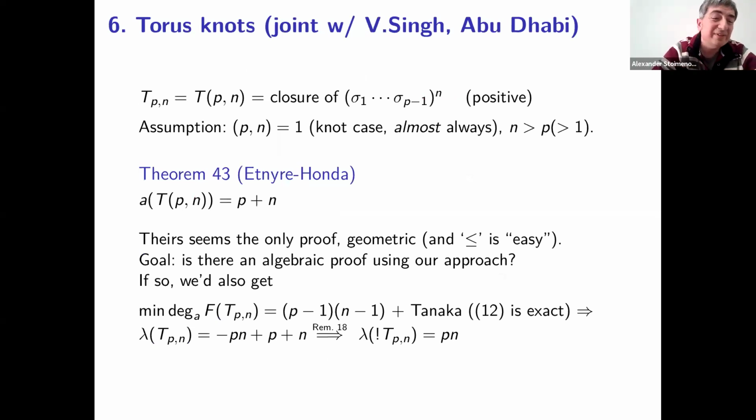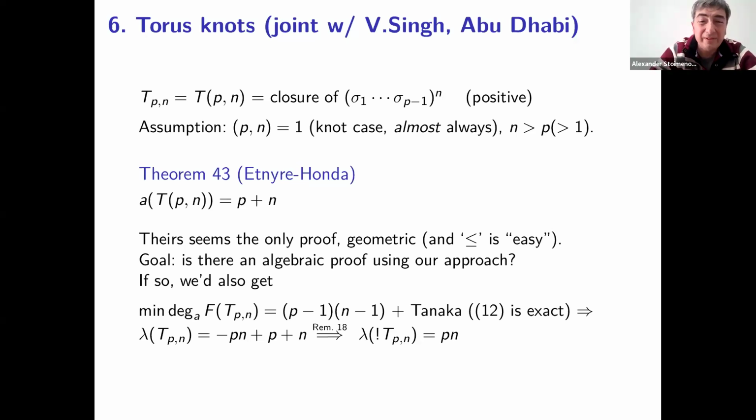It's an interesting special case of our situation. So define T(p,n) to be a torus knot as the closure of (sigma 1 to sigma p minus 1) to the power n, so it is positive, and I assume that n is bigger than p, and mostly assume that p and n are relatively prime. Then there is this result of Etnyre and Honda that the arc index of T(p,n) is p plus n, which is a very nice result. And they have a geometric proof. The less-than-or-equal is easy, so you can easily find an arc presentation. The problem in proving this is that there's nothing less.